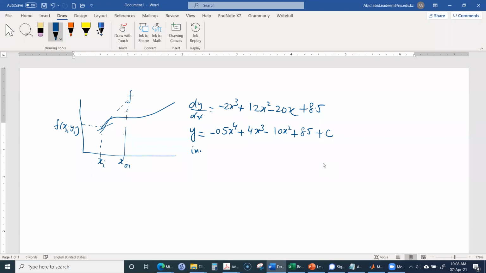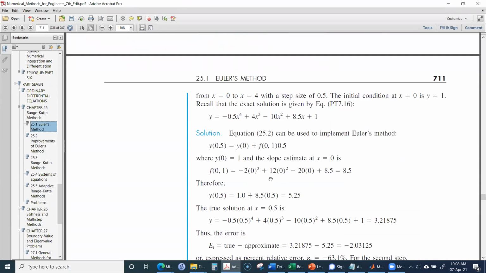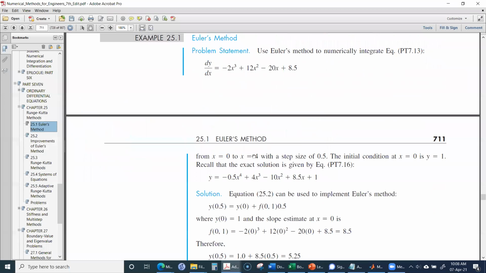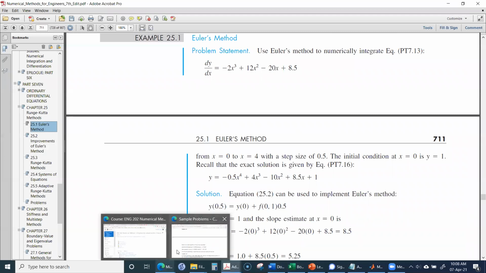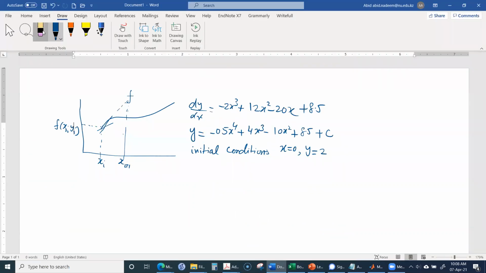And the initial conditions which are given are like this. When x is equal to 0, y is equal to 1. This is the given condition in this question.